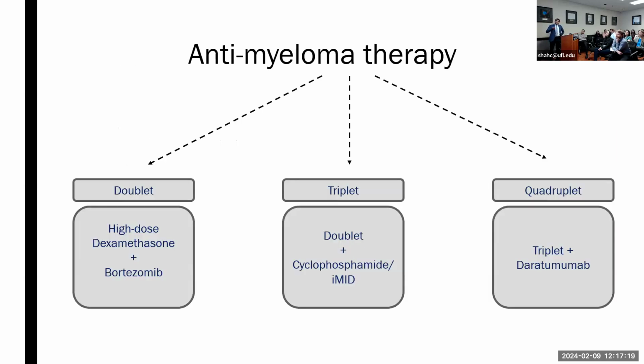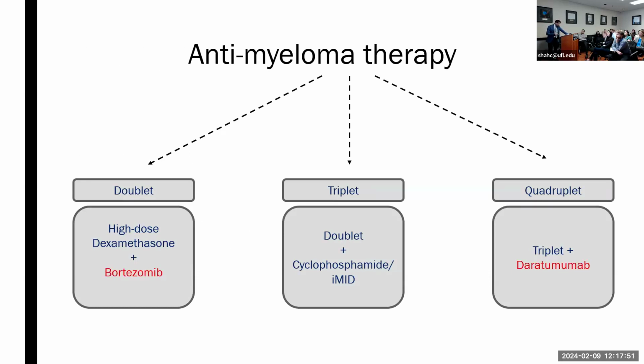So I will summarize. Broadly speaking, anti-myeloma therapy is divided into three groups: doublets, triplets, and quadruplets. Doublet is when we use a bortezomib with dexamethasone-based regimen. Triplet is when we use a doublet plus either cyclophosphamide or an immunomodulator therapy, which is lenalidomide or pomalidomide. Quadruplet is when we use a triplet and, in addition, we add daratumumab. These are broadly the categories we can use.